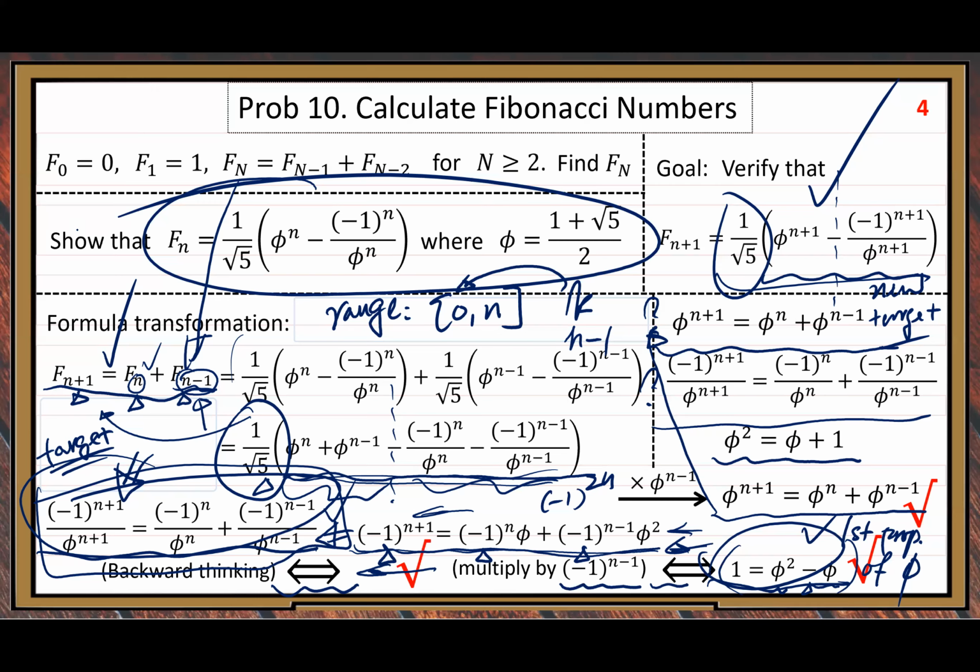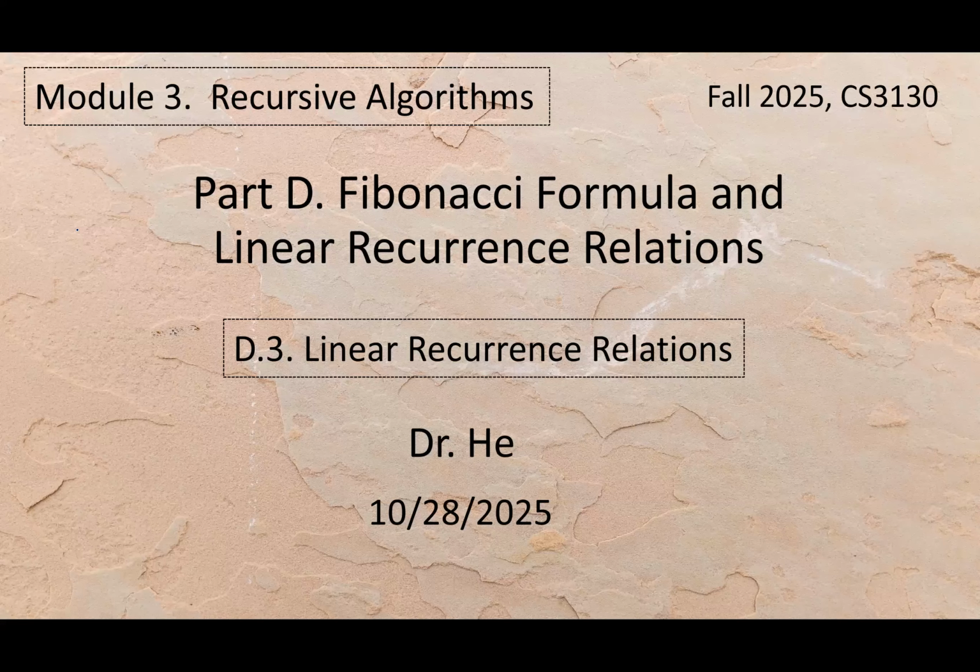So we completed the verification and finished this topic. Then our last topic, D.3, linear recurrence relation. Remember, we need to discover the Fibonacci formula, so the goal of this topic is to discover the Fibonacci formula.